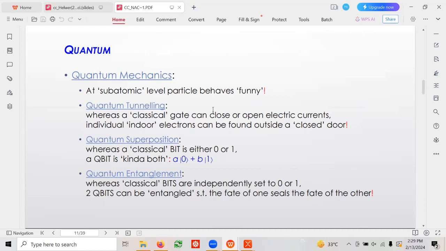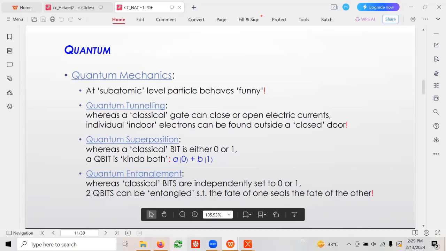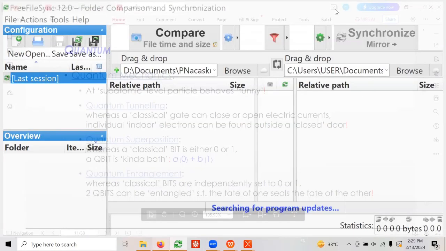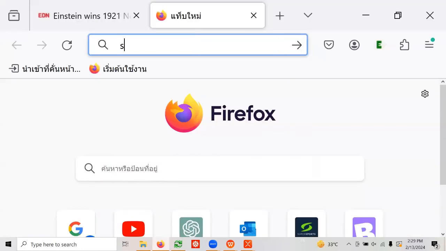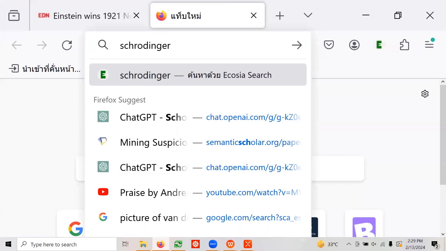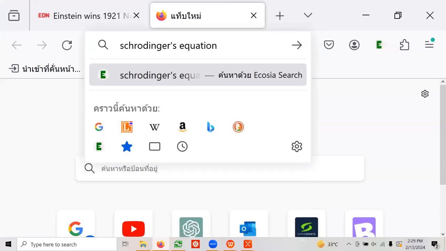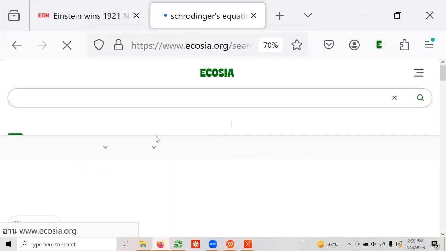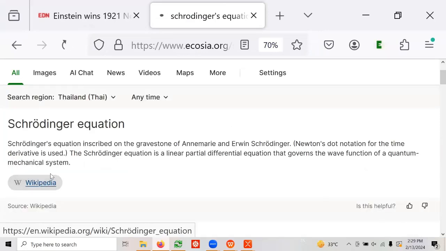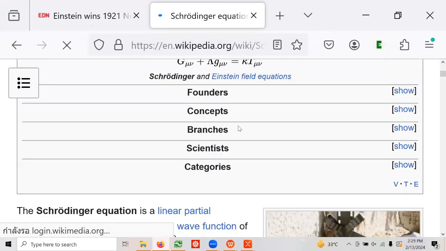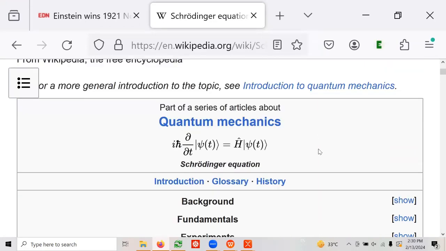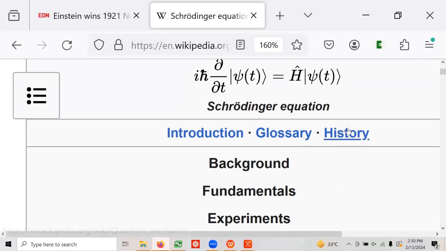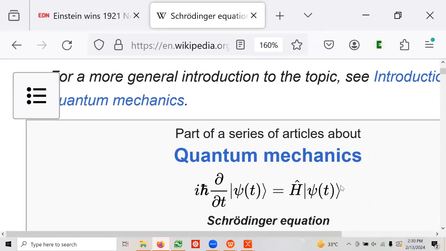Okay? Oops. Show you what it looks like. Okay, whoops, sorry. Schrodinger equation. That's what it looks like. Okay, as simple as it gets. Okay, can you guys see this?